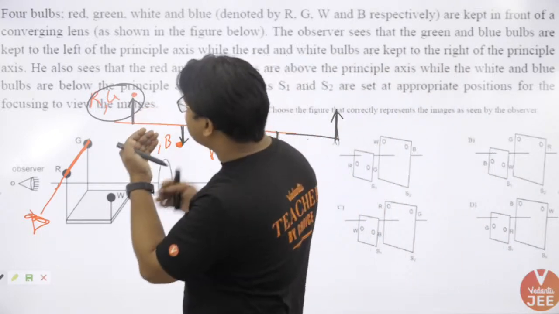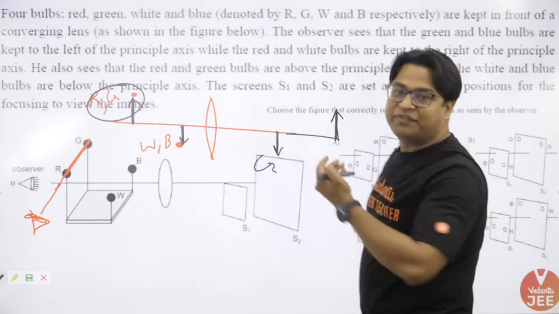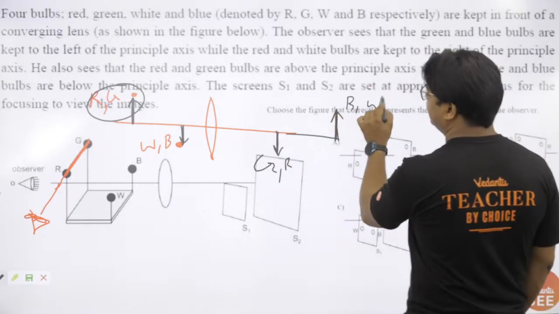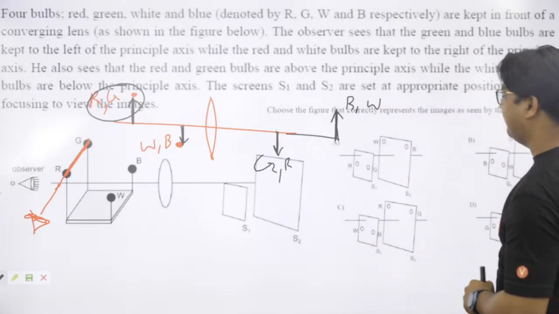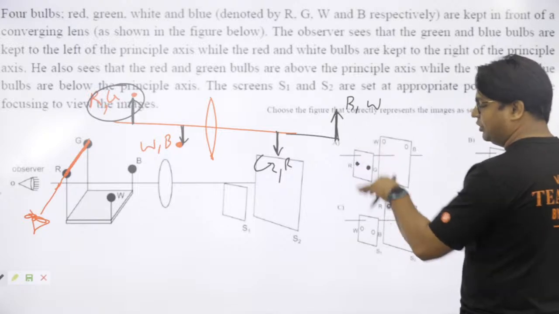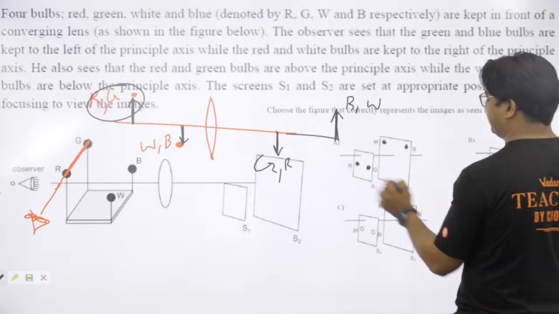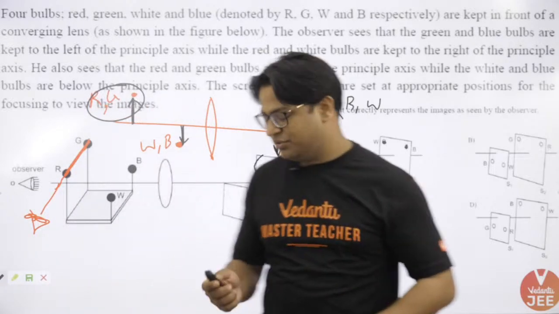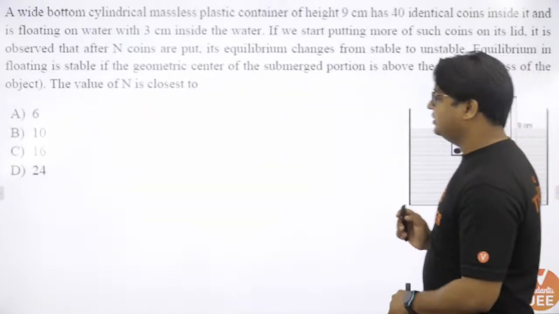Also, since R was closer and G was farther away from us in this figure, here G will come first and R will go back. Same thing will happen here: B will come first and then W. So among the options, option A shows green first, then red below the principal axis, and here blue first, white behind blue above the principal axis. So option A is the correct one. In all other combinations something will get violated. So this is what will happen. Again, a good question, I would say.